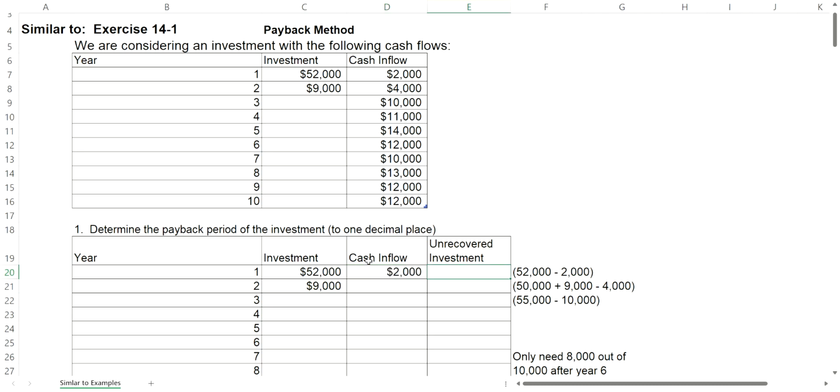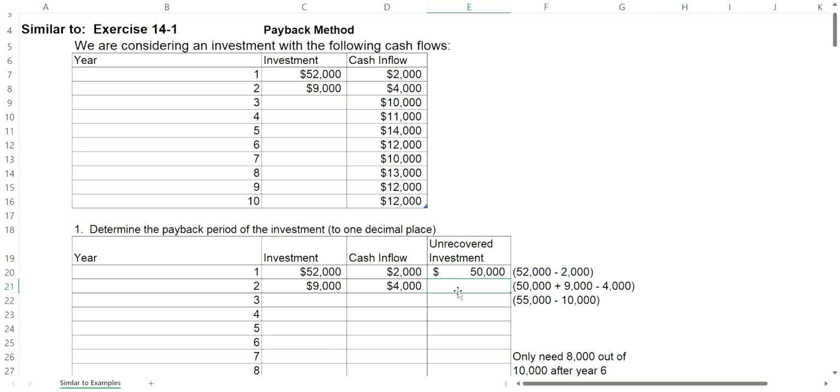So let's start there. If I invest $52,000 and I have $2,000 coming in, I put it to the side here. 52 minus 2 means I still have to recover another $50,000 from my investment. Okay, in year two, it says the cash flows are $4,000. Now, in year two, you still have $50,000 unrecovered from year one, plus you invested another $9,000 in year two, so that puts you at $59,000.